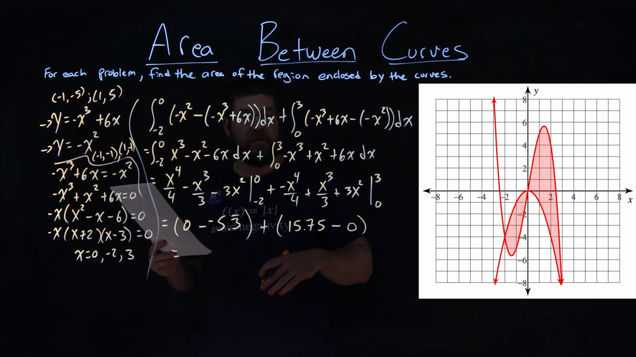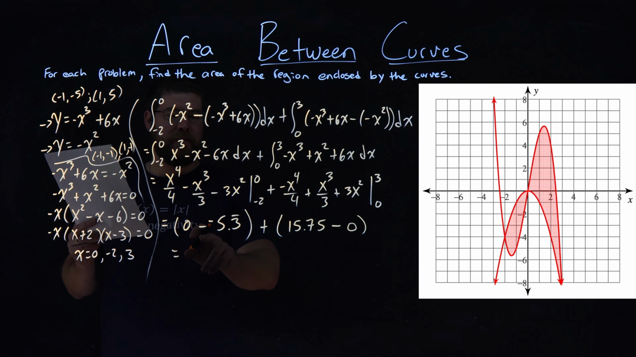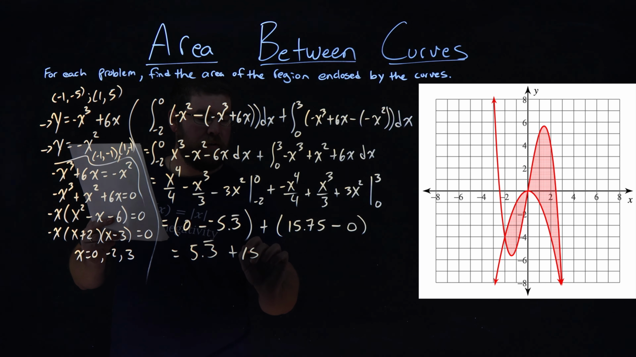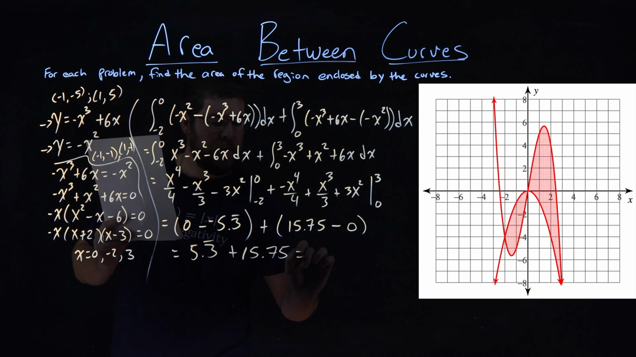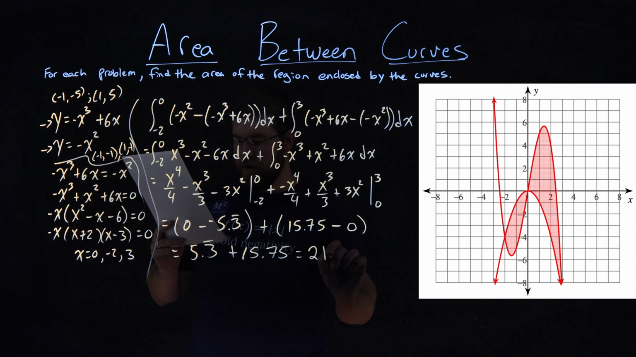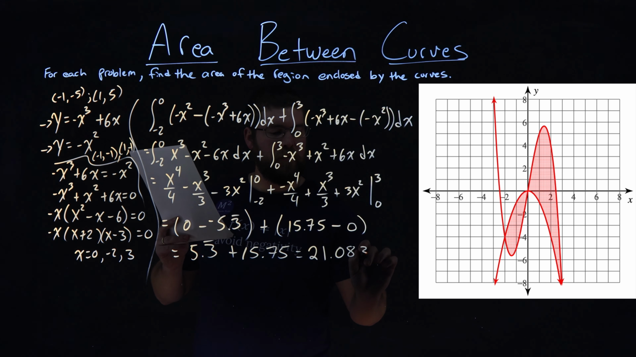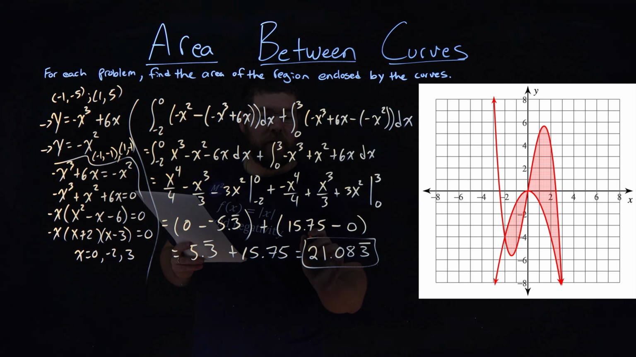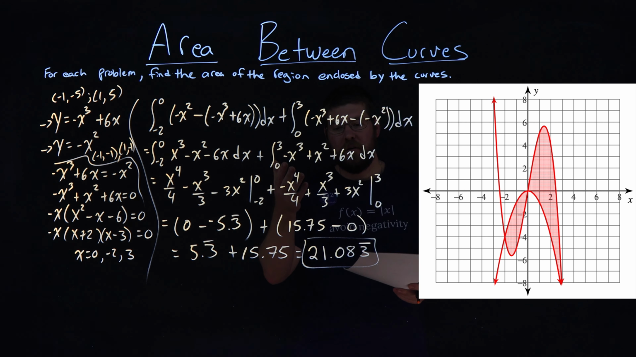Okay, so now let's simplify this. The minus and negative 5.3 repeating is plus a positive 5.3 repeating, plus 15.75. And that comes out to be a good old 21.083 repeating. And there we have it. My final answer here for the area between the curves is 21.083 repeating.